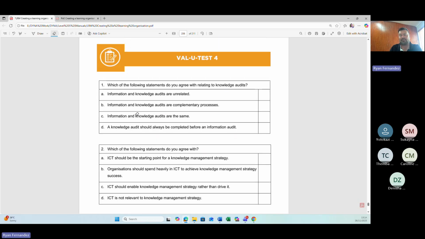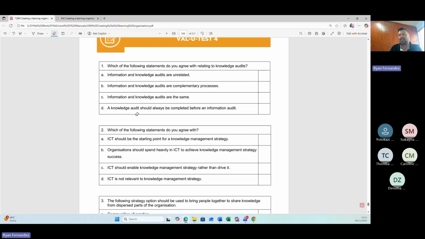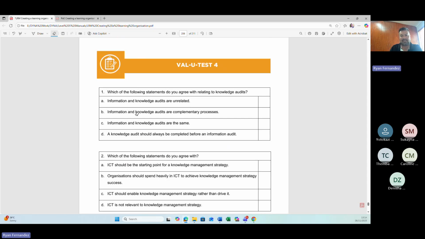All right, now we have got a value test on page number 47 and 48, which has 5 questions to it. So if we've got 5 questions, we have 7 minutes to do the test. So please, could you answer question 1 to question 5, and then we will see how we did.